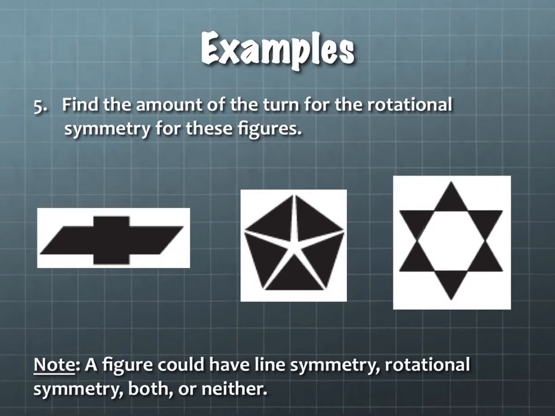What is it? 180. Yeah. There are 2 images that are the same. If you were to piece them apart right here, you can see how it breaks into 2 pieces that are images the same. And so we would have 360 divided by 2 for 180 degree rotational symmetry. That's Chevy, right? Yeah. Okay, what's the next one?